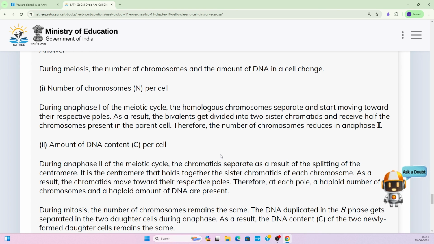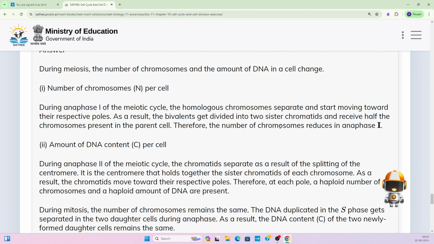During anaphase 1 of the meiotic cycle, the homologous chromosomes separate and start moving towards their respective poles. As a result, the bivalents get divided and each daughter cell receives half the chromosomes present in the parent cell. Therefore, the number of chromosomes is reduced in anaphase 1, right?